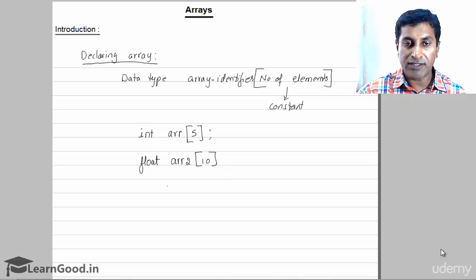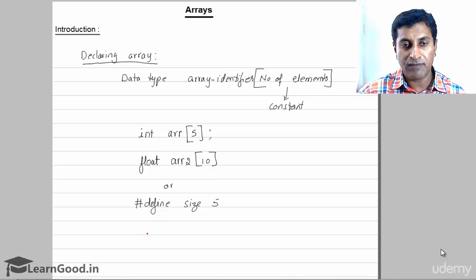If you want, you can also declare this constant by giving a hash define SIZE as 5, and then within the main function you can declare an array by giving int ARR of SIZE.